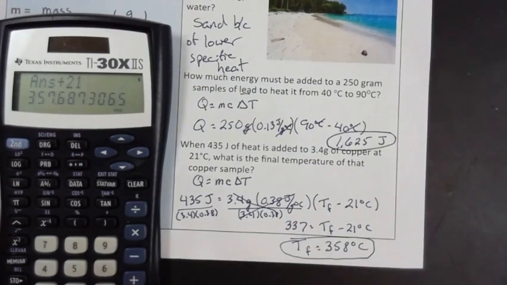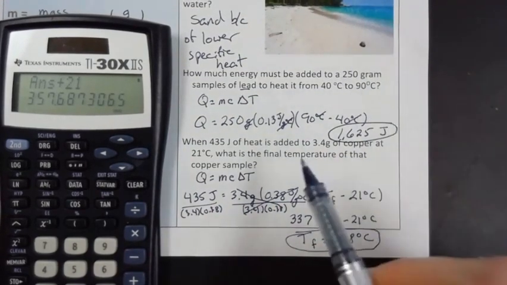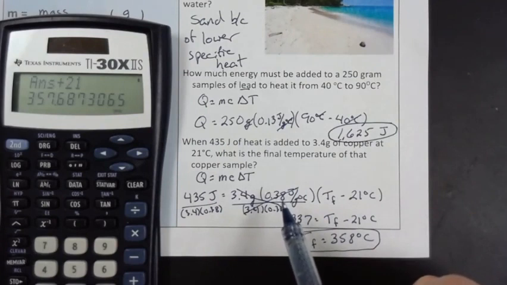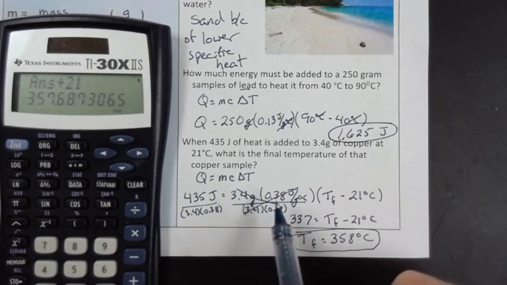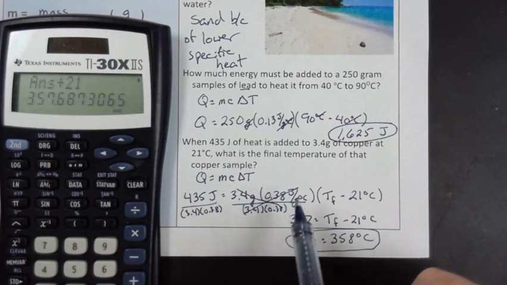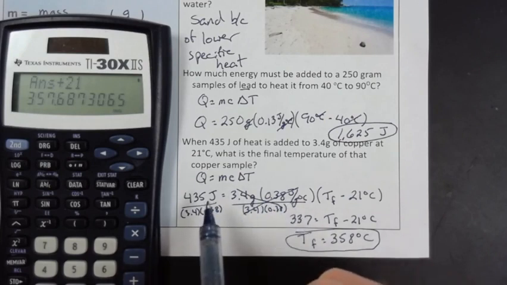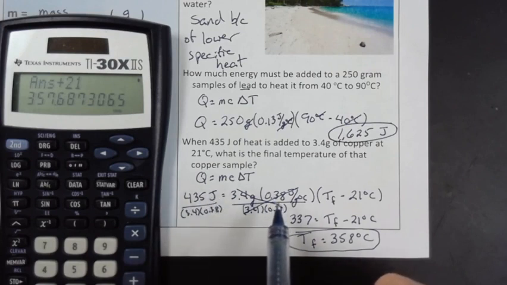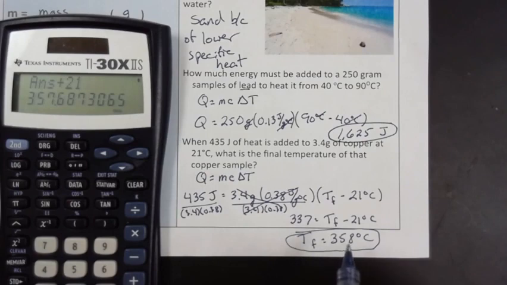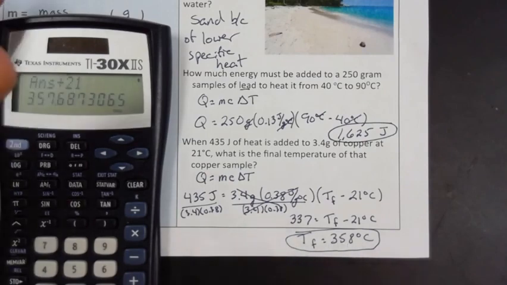Okay? So again, copper has a really small capacity or requirement for heat to change its temperature. So the fact that we've got a small mass, each gram only needs 0.38 joules to raise it a degree Celsius. We're applying 435 joules. So we're putting a lot of energy into something that has a small capacity, so we're going to see a huge temperature change for the end result.